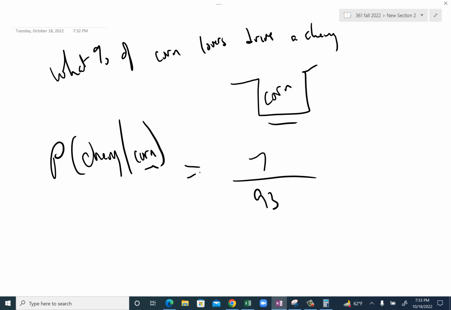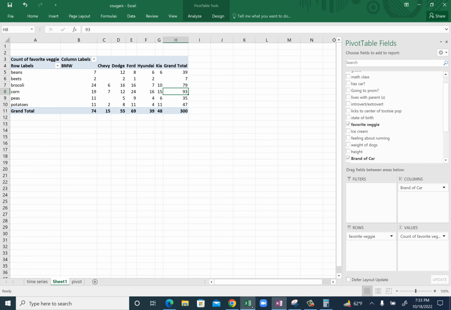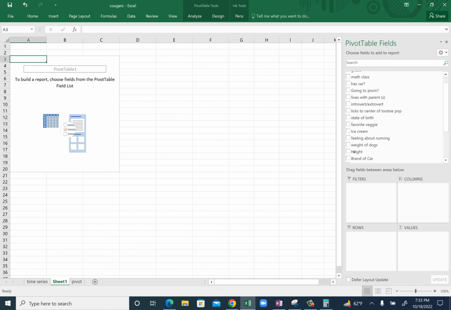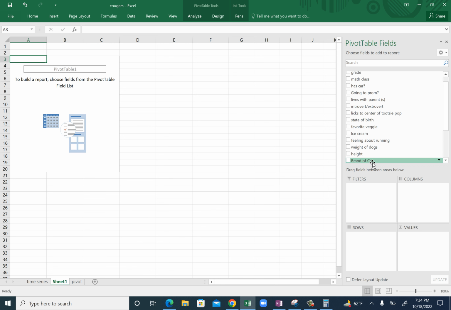Ta-da! Jay, is there a better way to do that problem? I think so. My favorite way to do this problem is to filter it by the event A. So in our case, the thing that had to happen first was corn. So I'm going to filter it by corn, which means I'm going to do brand of car here.